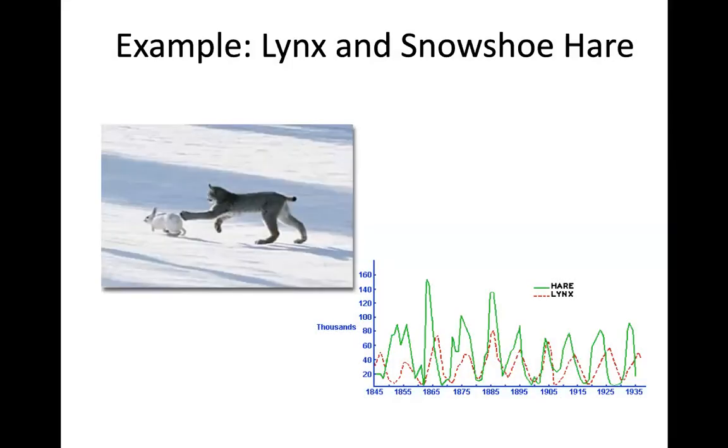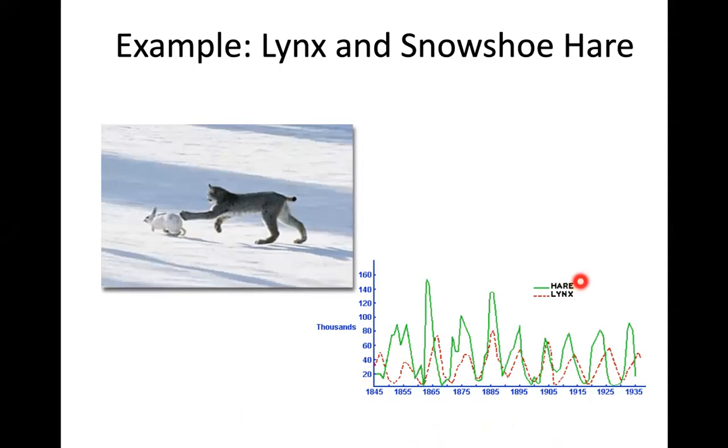A well-studied example of population fluctuation is with the lynx, which is that cat you see there, and the snowshoe hare. So the lynx preys on the snowshoe hare, and you can even see this. I think it was probably northern Canada, or maybe up really, really far north.